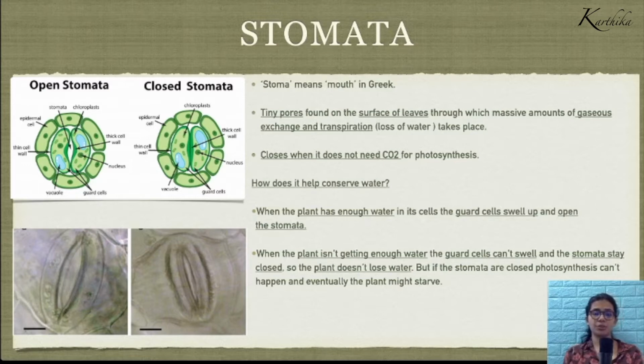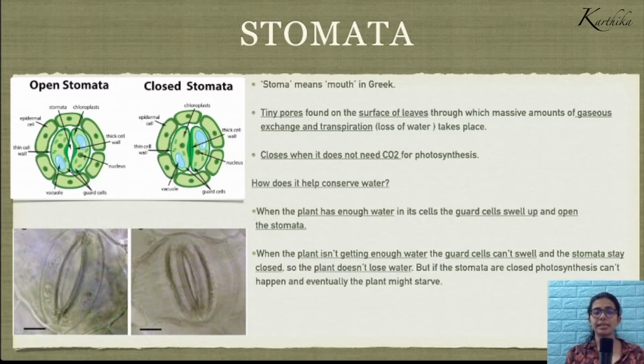So on the left hand side, you can see on the top the open and closed stomata shown as diagrams that are clearly labeled, and we can see that the opening and closing of stomata are done by certain specialized cells called guard cells, right? Can you spot the guard cells? Those are nothing but the kidney-shaped cells in between. Those are the guard cells, right?